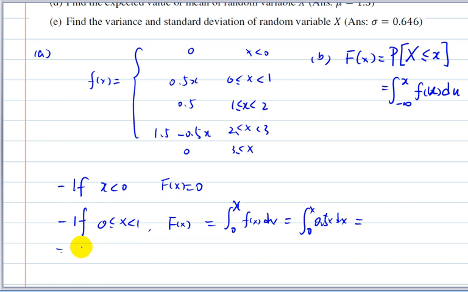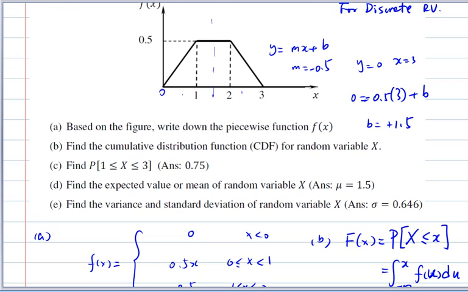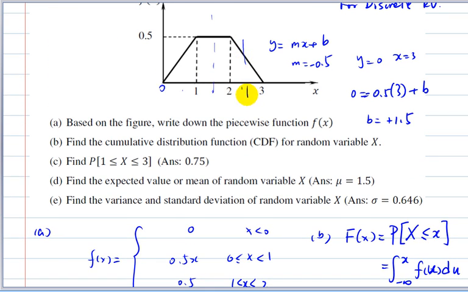Now you keep continuing. That's how you find the cumulative distribution function for each segment. For some segments, for example, if x is maybe over here, you're probably going to have to integrate from here to here first, then here to here, and then here to here. So 0 to 1, 1 to 2, 2 to x. So that's what you do.